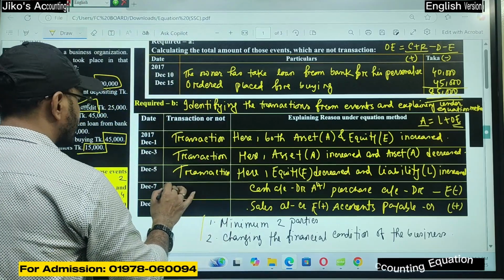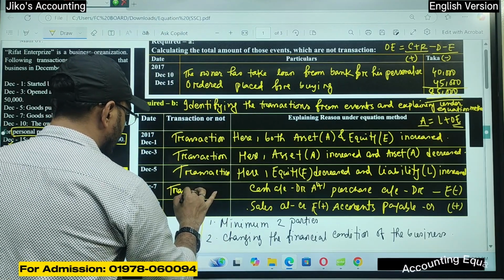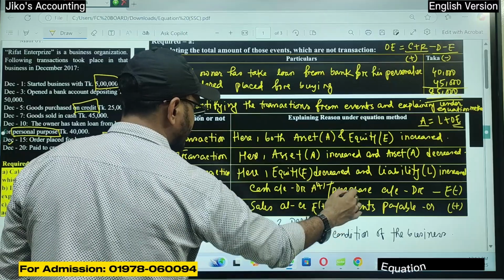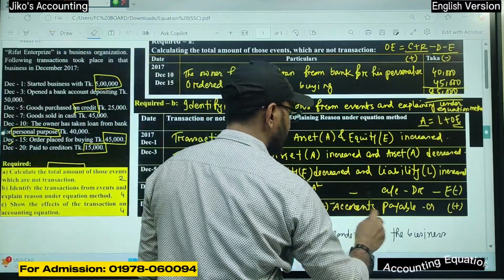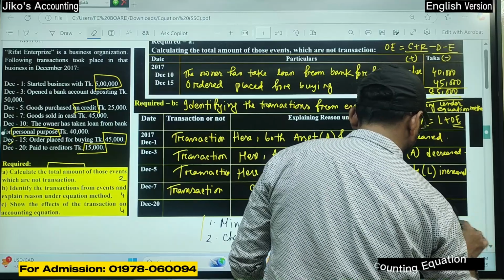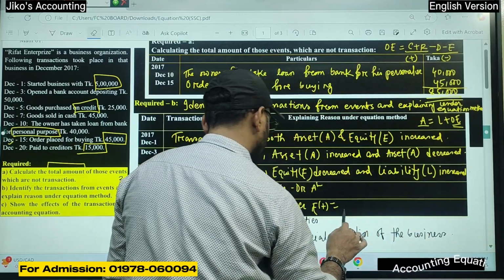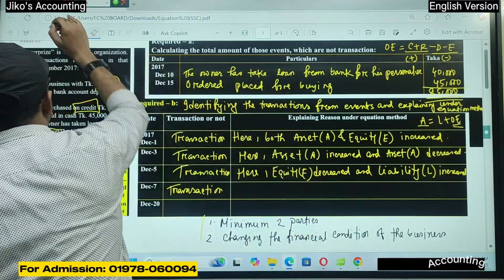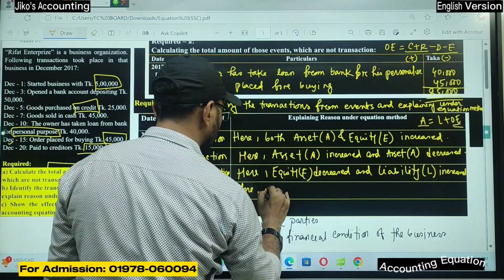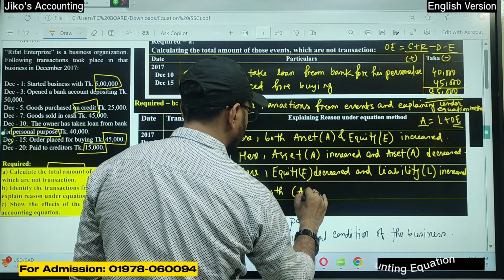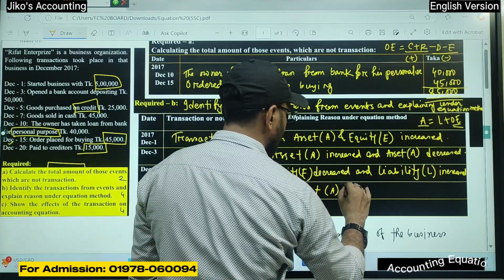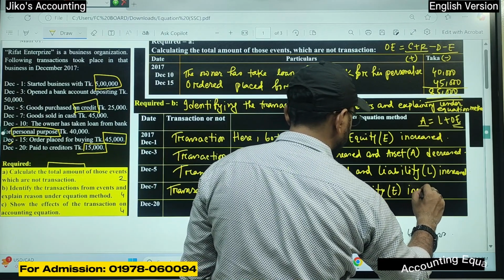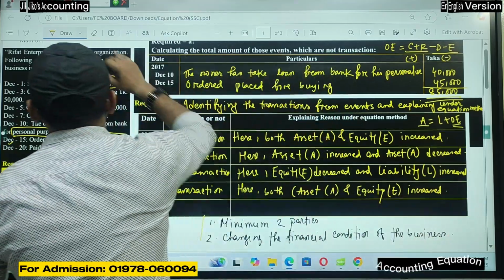So December 7 is a transaction. Here both cash increased and equity increased, right? Here both asset and equity increased. Is it clear, sir? Okay. This one is done.